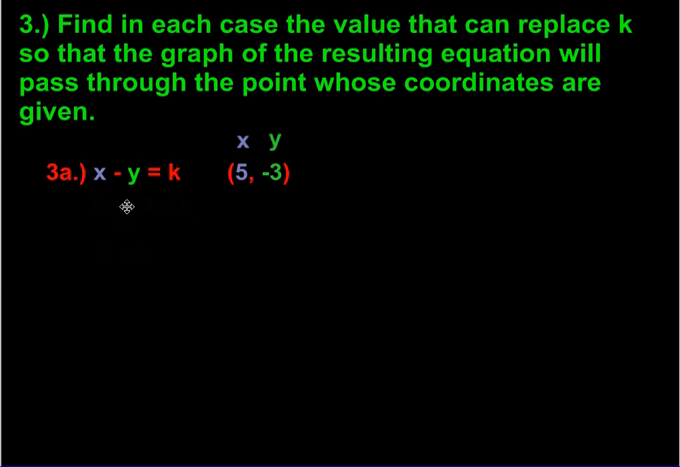And just like before, we're going to plug them in. So we have 5 minus negative 3 equals k. The two negatives make a positive, so really what we're doing is adding 5 and 3. So of course 8 equals k.